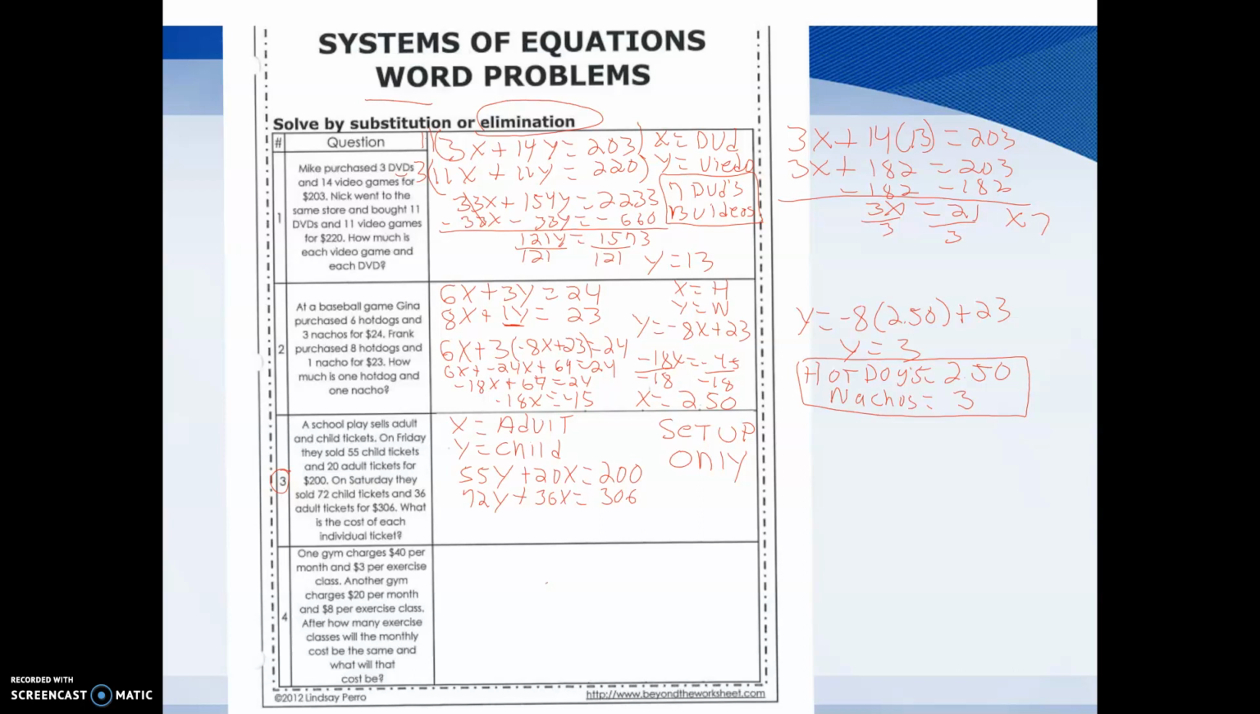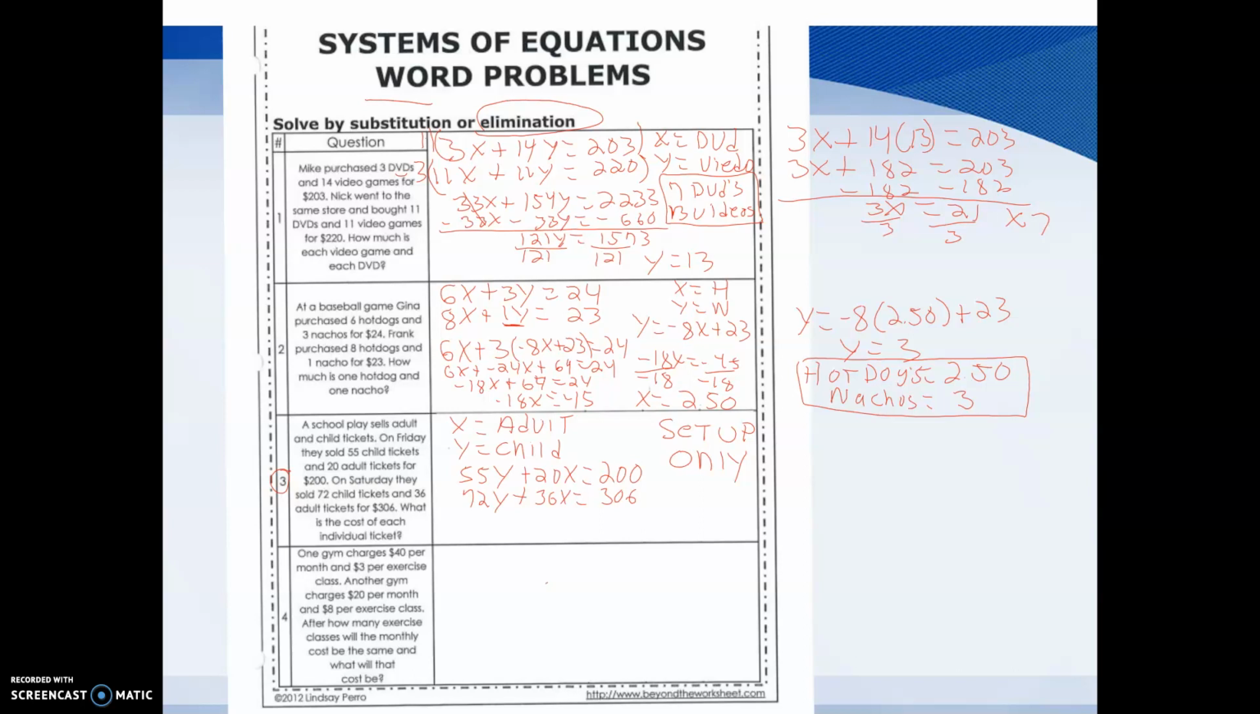They charge $40 a month and $3 for an exercise class. And then we got another gym that charges $20 per month and $8 for the class. And we want to see after how many exercise classes will the cost be the same. So we're talking about cost, right? Cost. And we're also talking about classes or exercise classes.